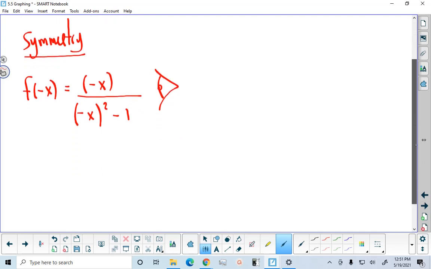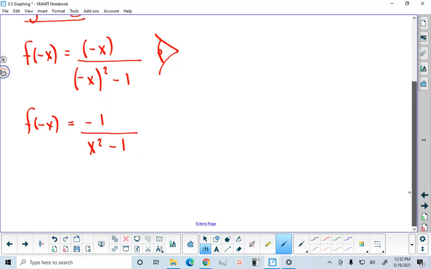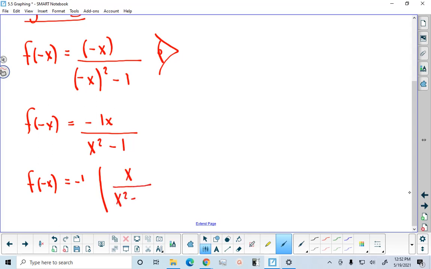But let me simplify this now. We have f of negative x equals negative x over x squared minus 1. So what does that give us? That gives us, whoops, I forgot my x. I wrote the top, which is negative x, as negative 1x, because now I'm going to take that negative 1 and just load it in front and have x over x squared minus 1.